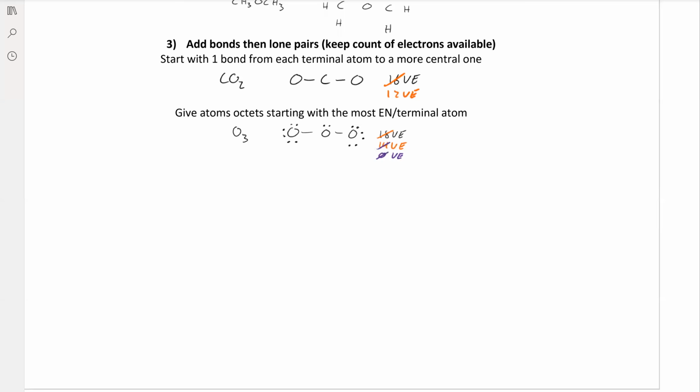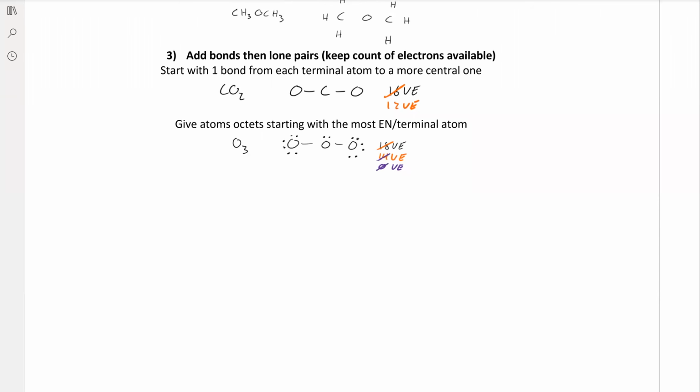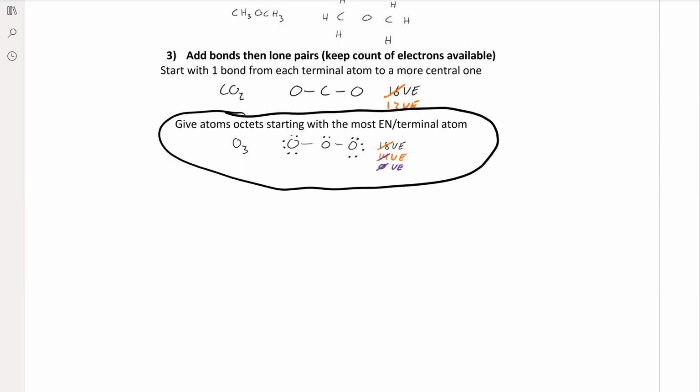After that, the steps kind of get pretty formulaic and it's really not too bad. After that, we add bonds, then lone pairs. Remember to keep count of electrons available. So we start with 1 bond from each terminal atom to a more central atom. So there's our structure, we added those bonds and that used up 4 valence electrons. We're left with 12. And then after that, you give atoms octets, starting with the most electronegative or terminal atoms.